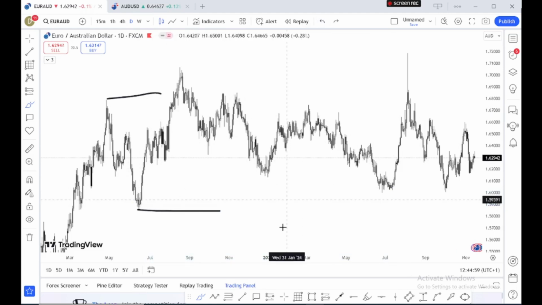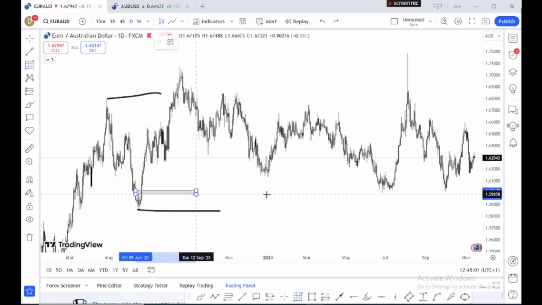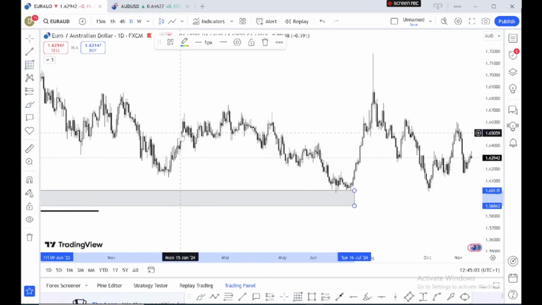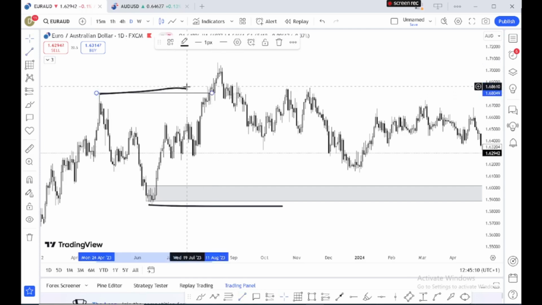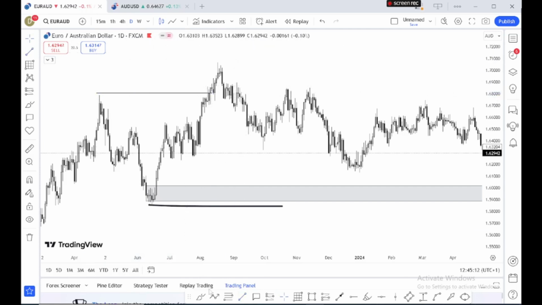Let me make it clear. So we have an extreme order flow here, order block here. Why? Look at it. After break of structure in this place, where are we looking? What are we looking for? We look for inducement that must be taken out.